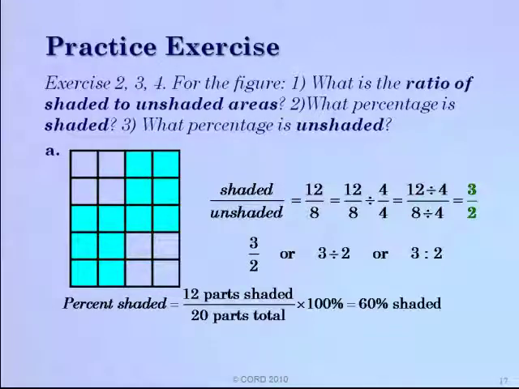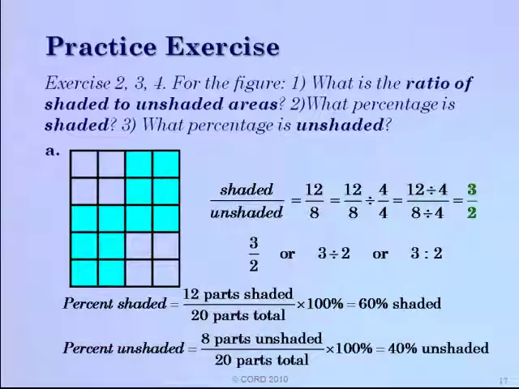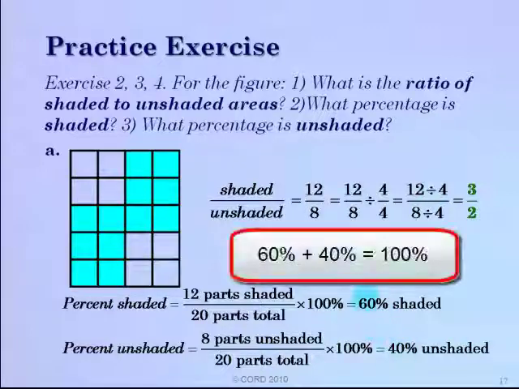Next we're asked, what is the percent that's shaded? Well, if we have 12 parts shaded and 20 parts total, then we have 12 to 20, and we want to multiply it times 100% to get the percent shaded, and the result is 60% shaded. And the percent unshaded is 8 parts to 20 parts, which is 40% unshaded. And you'll notice that, of course, the sum of the percent shaded and the percent unshaded is, as it should be, 100%.